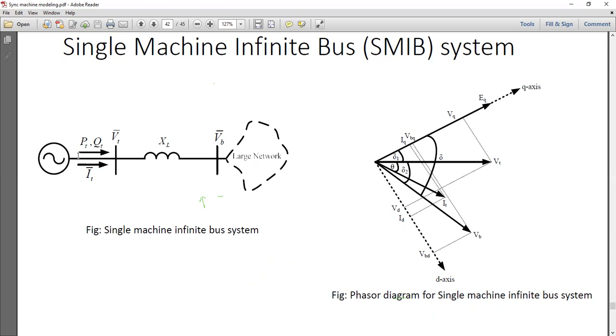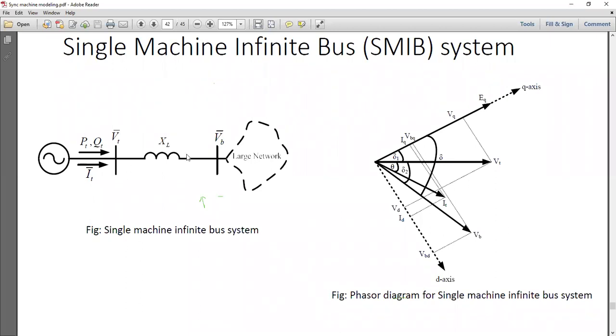This is the synchronous generator supplying real power PT and the reactive power QT, and also supplying current IT to its own bus where it is connected directly, VT. Of course you can consider some transformer here also, but for simplicity I have neglected the presence of transformer. In practice there should be some transformer to step up and match the voltage of the generator output to the transmission level.